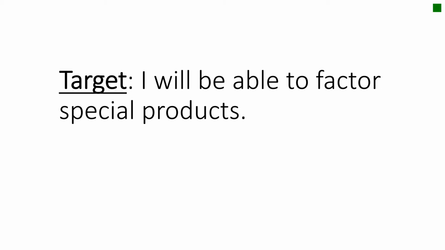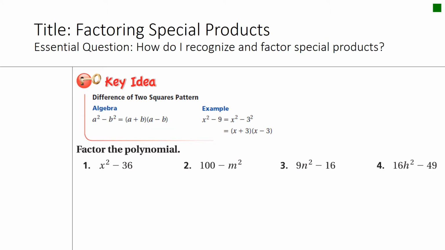Hey guys, today you're going to be taking notes over special products that don't happen often, but you kind of have to know what the pattern is for them. Go ahead and title this Factoring Special Products, and your essential question is a two-part essential question. The first one is how do I recognize, and then how do I factor special products?